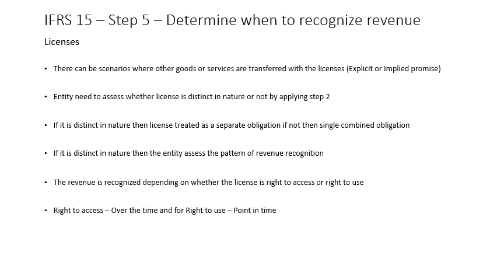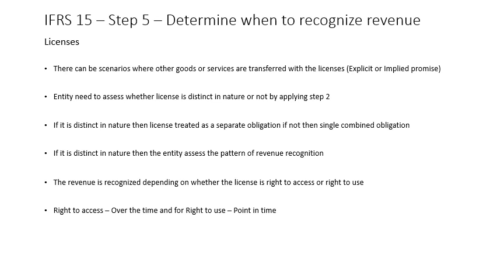If the customer can benefit from the license on its own or together with other resources that are readily available, and the license is separately identifiable from other goods or services in the contract, then the license is treated as a separate performance obligation. In case the license is not distinct in nature, then all the promised goods or services are treated as a single performance obligation.